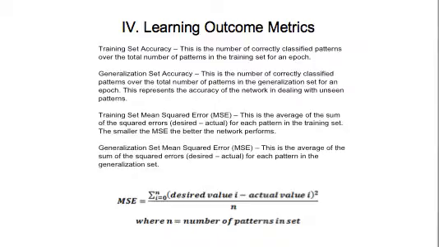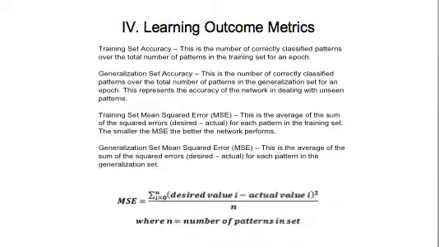The next slide is a description of the learning outcome metrics. So as I talked about earlier, we're going to be exploring the validation set accuracy and the general set accuracy and various other metrics. So this is a list of those metrics and an explanation for each one. Obviously, the training set accuracy is the number of correctly classified patterns over the total number of patterns in the training set. The generalized set accuracy is the number of correctly classified patterns over the total number of patterns in the generalized set for an epoch. This represents the accuracy of the network in dealing with unseen patterns. So generalization set accuracy is how your algorithm can deal with unseen patterns and how it can generalize beyond the data that it already has.